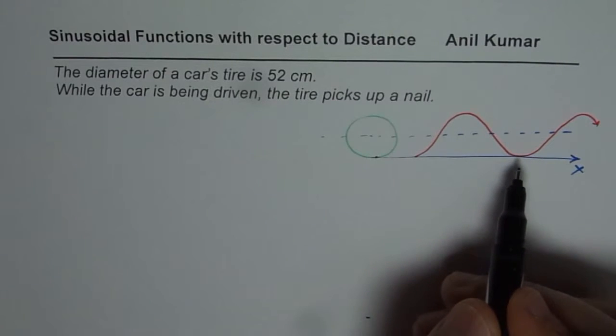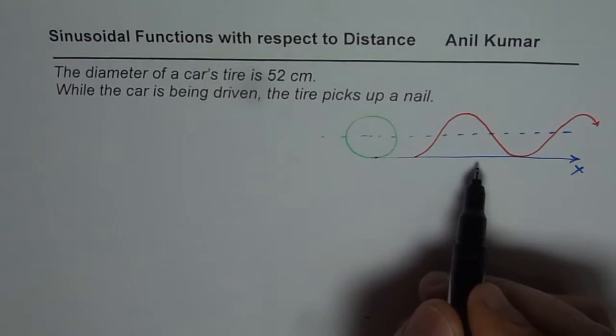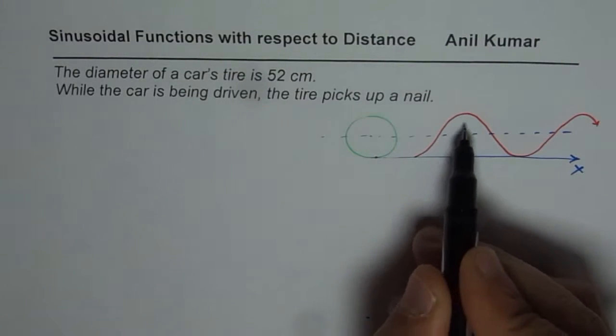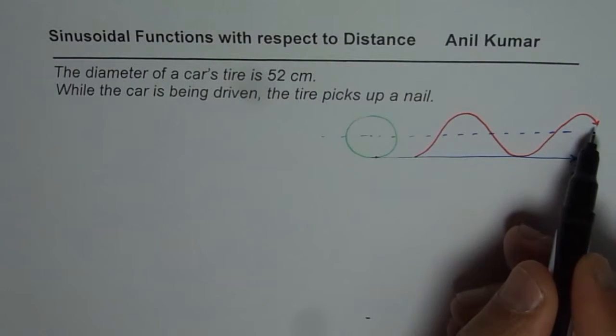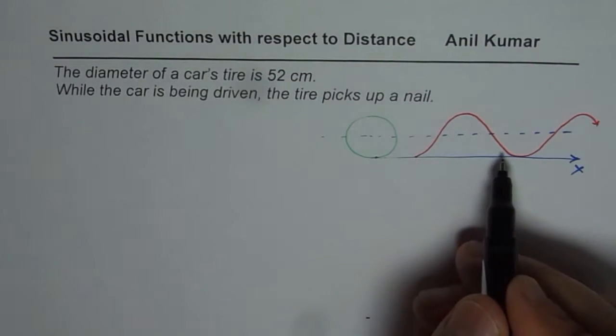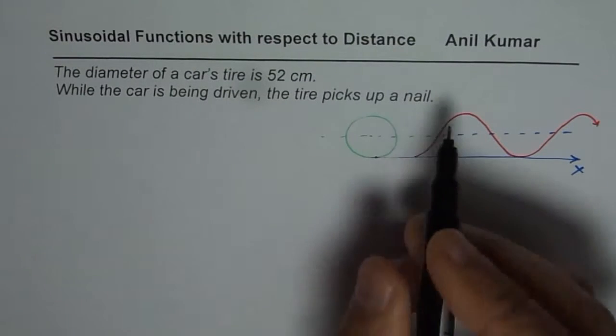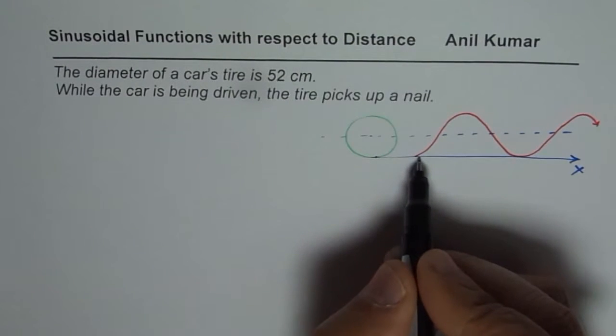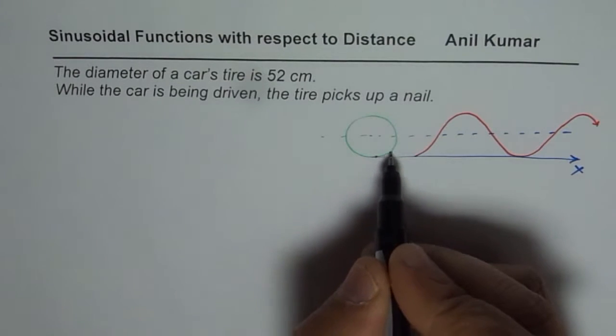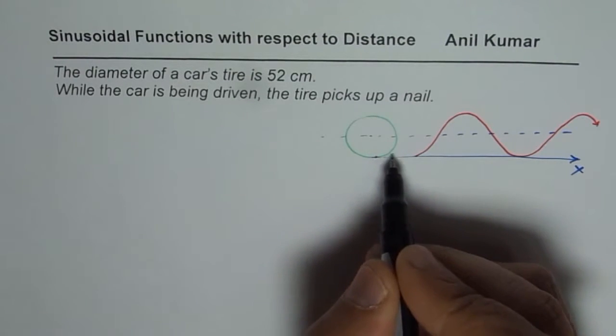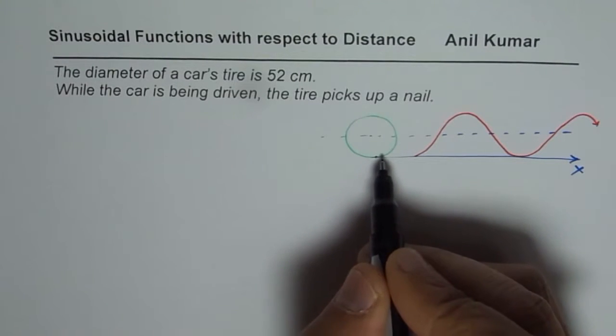This is part 2. In the previous video we learned how to find the cosine function to represent this particular situation. We'll do that in short, and also find how much distance a car will travel if we know that the height of the nail is given to us, right? So we'll do a reverse calculation here.